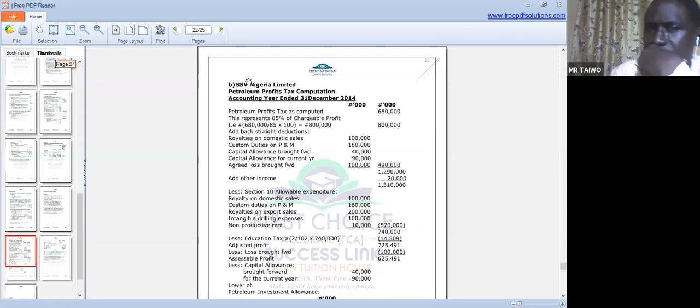You know, the examiner is giving you the words. What was the petroleum profit tax as computed by them anyway? How much was it? 680,000. But before you can get that petroleum profit tax, it should have been 85% of chargeable profit. Is it not? Because if you look at the way we computed the last question that we did, 85% of the chargeable profit is what is paid in tax.